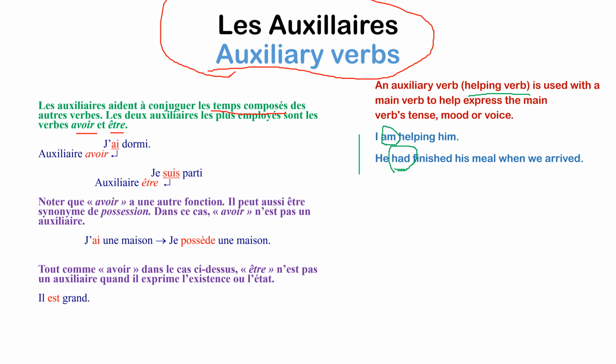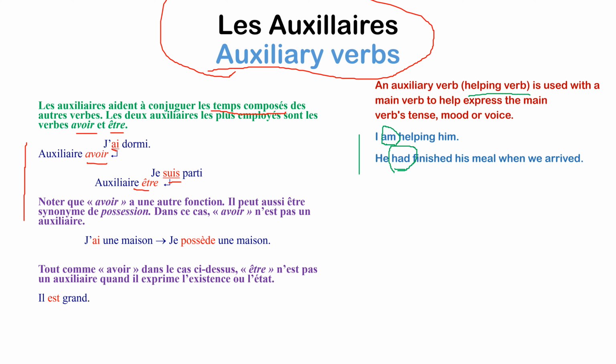Look at some examples here. J'ai dormi, from the auxiliary avoir, and here is your auxiliary avoir. It's right here. We're going to look at the way it is conjugated later on. For now, I just want you to understand what les auxiliaires are. Now, we looked at avoir, let's look at être now. Je suis parti. Suis is part of the auxiliary être.